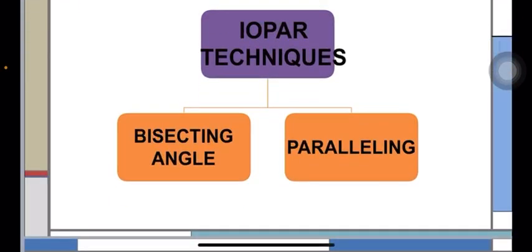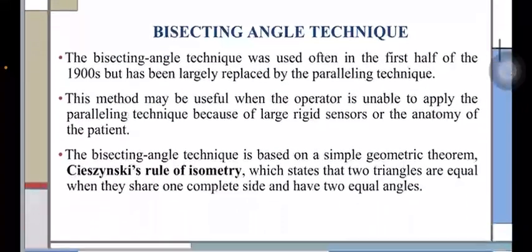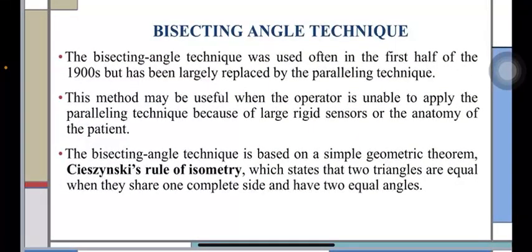IOPR techniques: there are two techniques, the bisecting angle technique and the paralleling technique. The bisecting angle technique was used often in the first half of the 90s but has been largely replaced by the paralleling technique. This method was useful when the operator was unable to apply the paralleling technique because of its large rigid sensors and because of the anatomy of the patient.